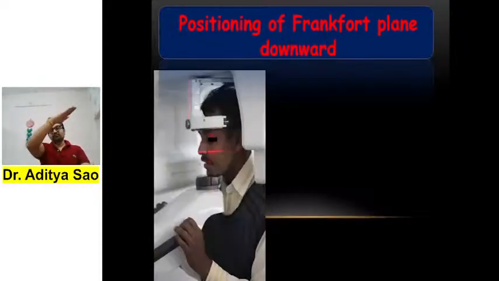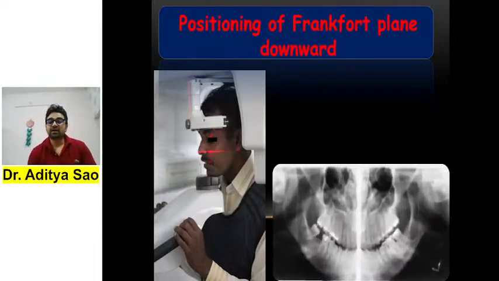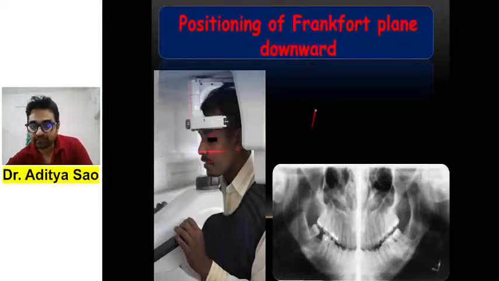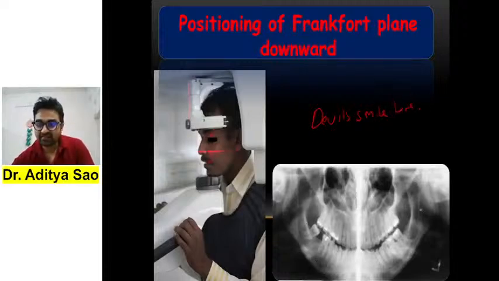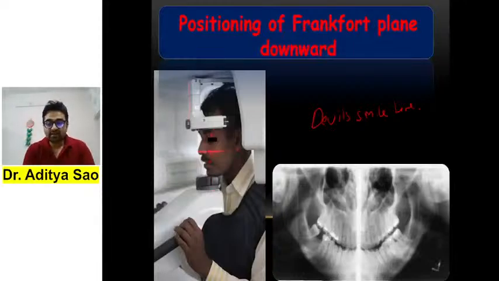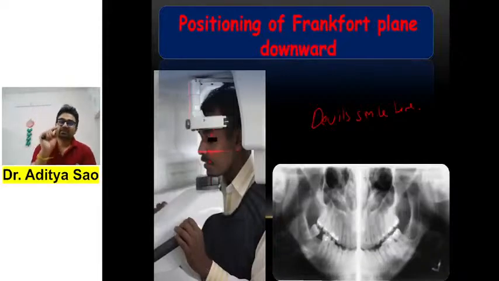When the Frankfurt plane is positioned downward, you have kept the chin too far down, then what happens? It will result in a devil's smile line. You can see there is an exaggerated smile, it looks something like a devil, so that is a devil's smile line. Clear? And in this also the lower part of the chin or the symphysis is cut.